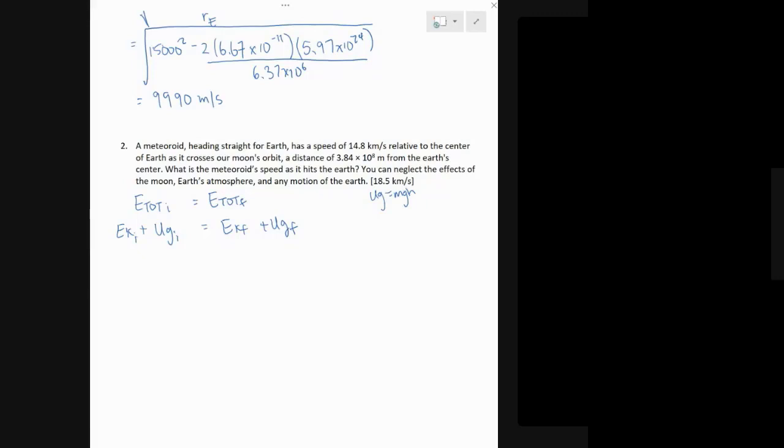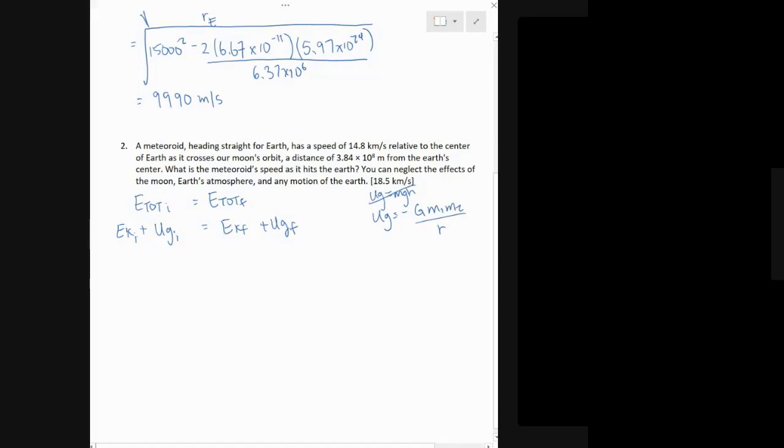Nope. The reason we're not using that equation is that at one point in the story, the meteoroid was not close to the surface of the Earth. So we have to use that long equation for UG, which means we have to use it all the time. We're not using the MGH equation at all in this problem. We're using this equation, UG equals negative G M1 M2 over R.